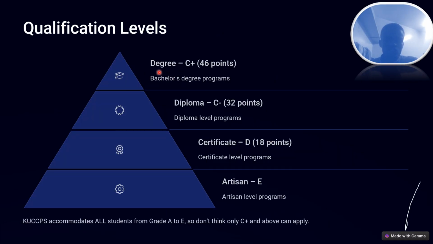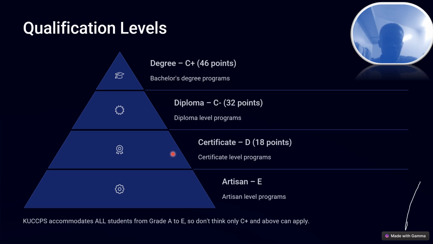Now, for qualification levels, we have a degree. Degree is for those people who are going to pursue Bachelor's degree programs, those with a mean grade of C+ and above, which is 46 points. Then we have those people who didn't manage to score a mean grade of C+ and above. They can also undertake diploma level programs, which are for those who scored a mean grade of C-, that is 32 points, up to C plain.